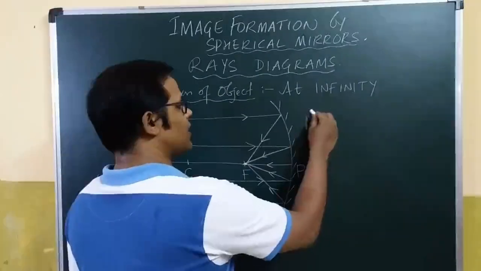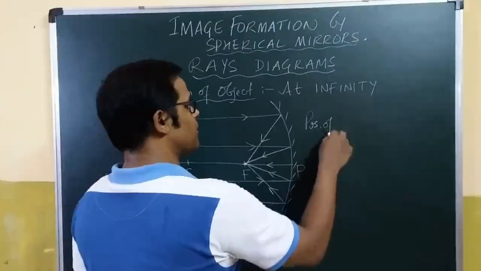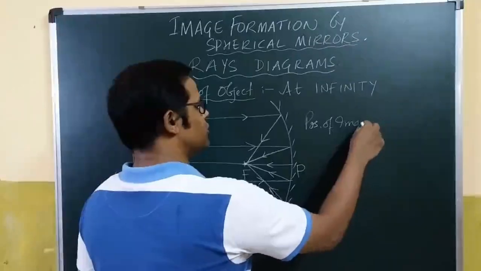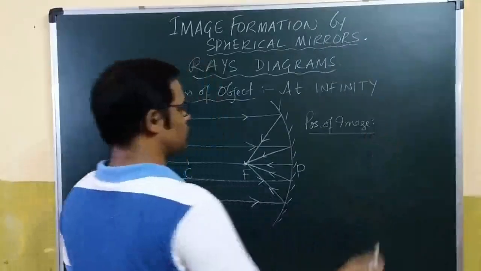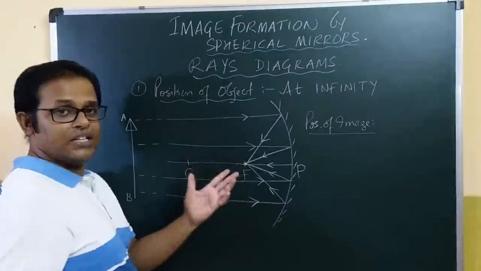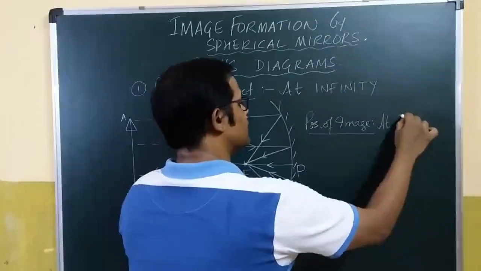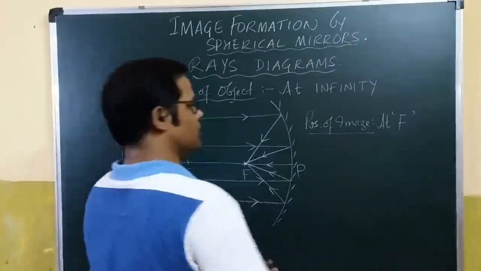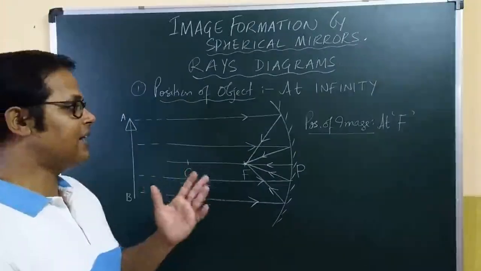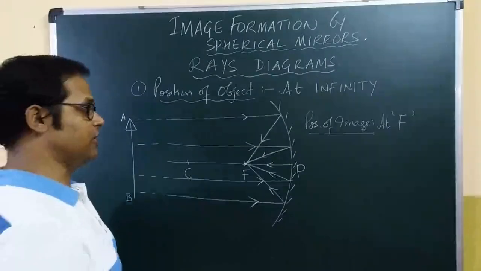So hence we can write the position of the image. How to write the position of the image? Where is it formed? Yes, it is formed at the focus of the mirror. In short, we could have said at the capital F position, right?